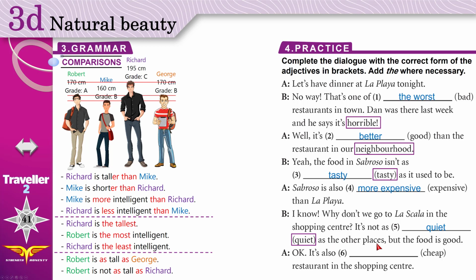The other places, but the food is good. Okay, it's also restaurant in the shopping center. We are comparing between La Scala and all other restaurants in the shopping center, more than two. What will we say? The cheap is a short adjective. We will say the cheapest.